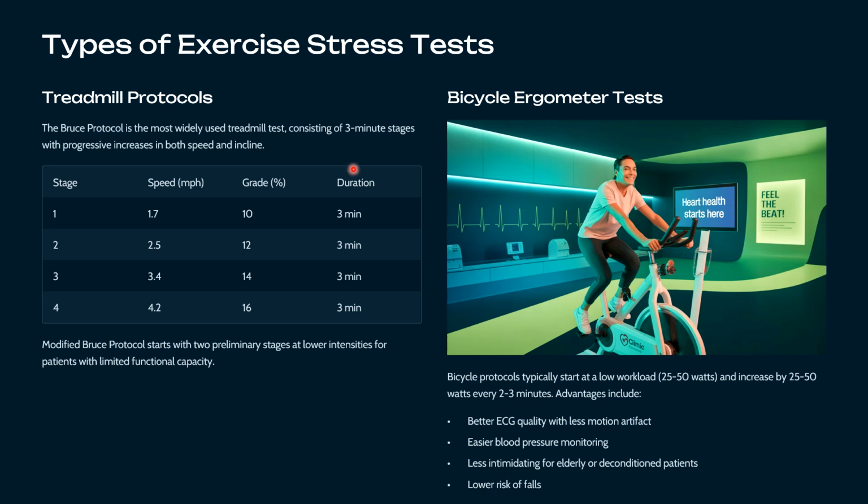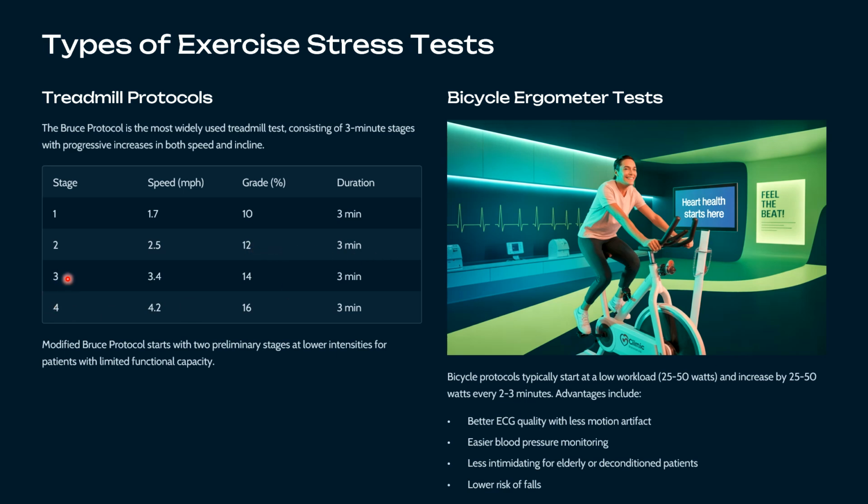It consists of 3-minute stages. So there are 4 stages. You can see in the first stage the speed will be 1.7 miles per hour, a 10% inclination, and the person has to run for 3 minutes. After 3 minutes the speed is increased up to 2.5, and that is stage 2, and the inclination will be 12%, and in this stage also the person has to run for 3 minutes.